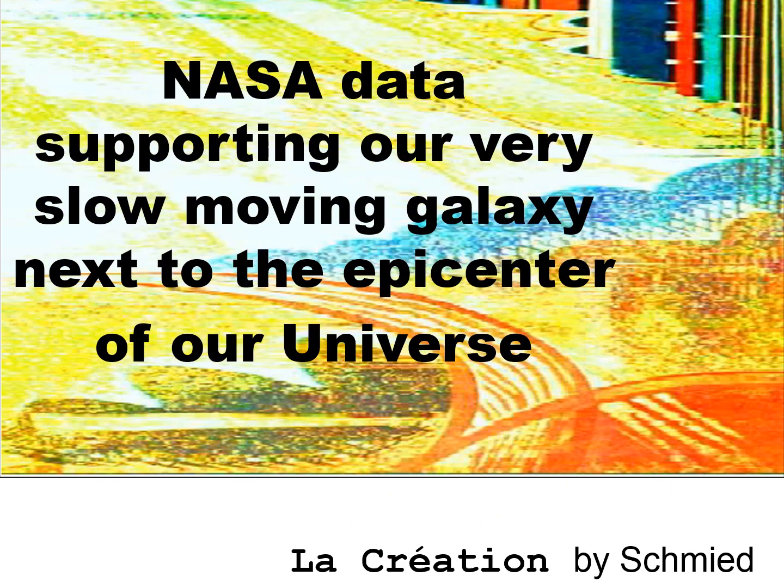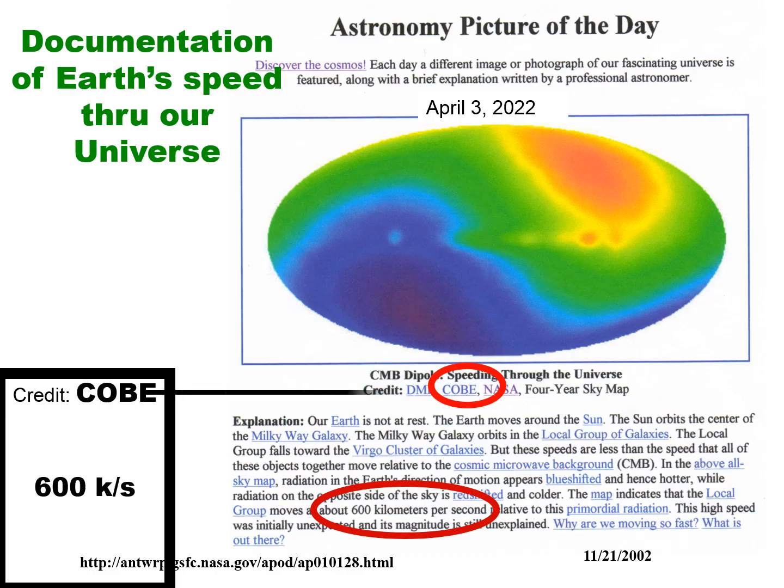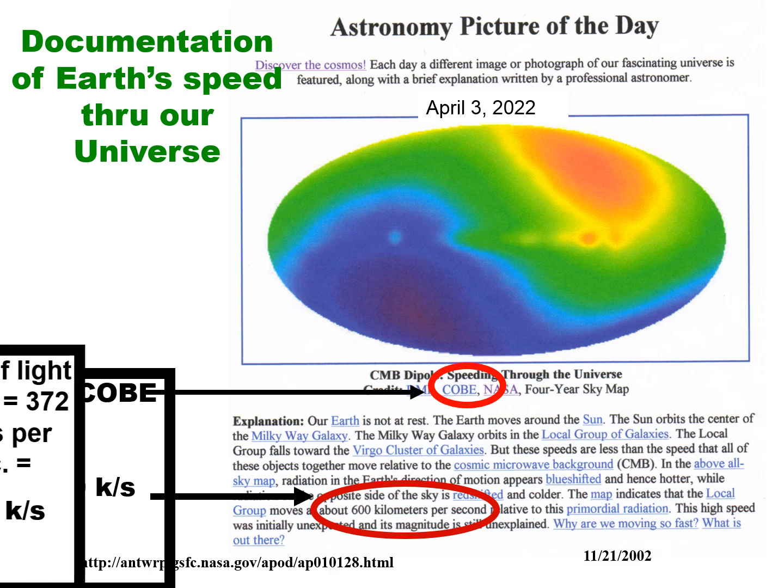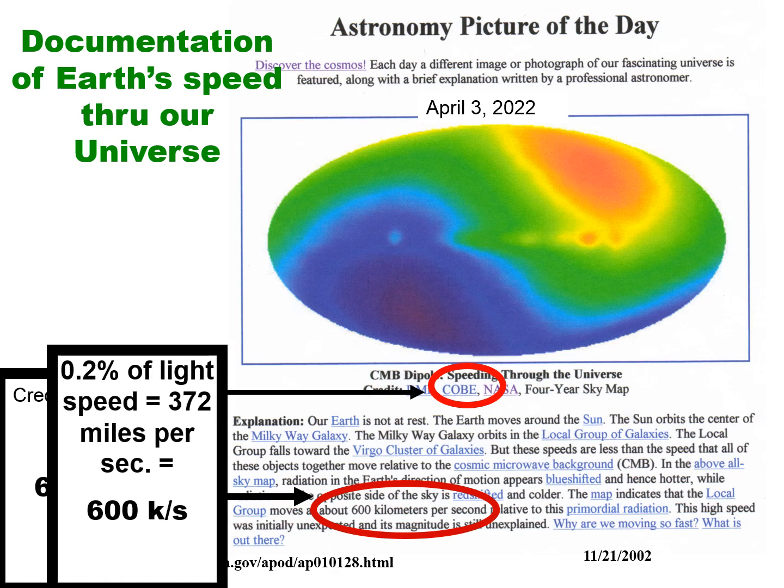NASA's data supports our very slow-moving galaxy, which is found next to the epicenter of our universe. That 0.2% is based upon the NASA 89 to 93 COBE satellite study that computes Earth's velocity to be 600 kilometers per second, equaling 0.2% of light speed, or 372 miles per second.